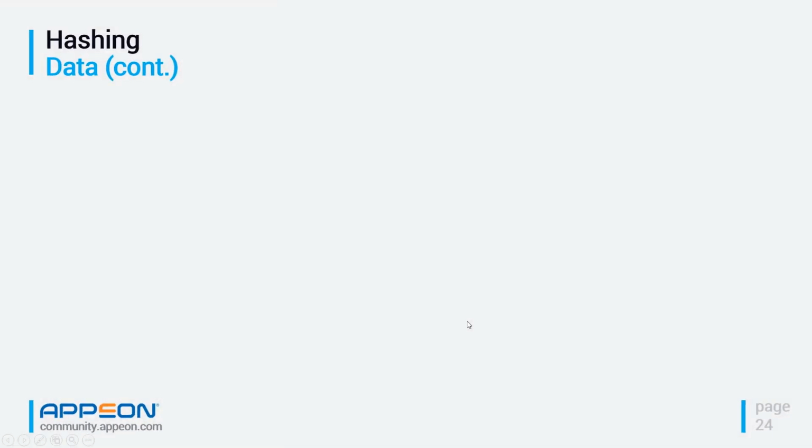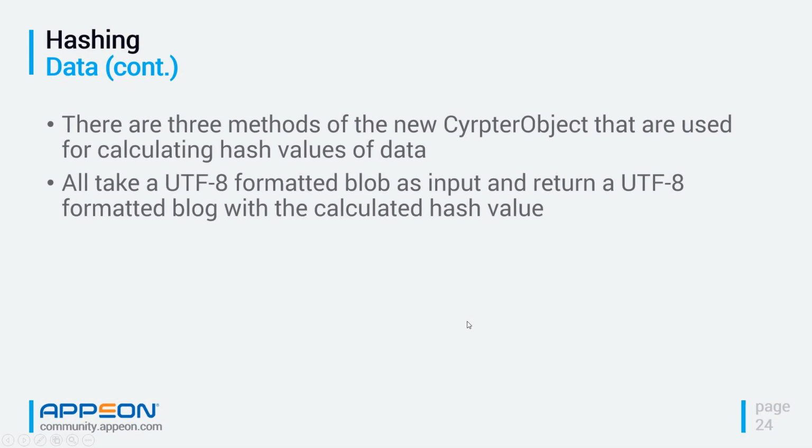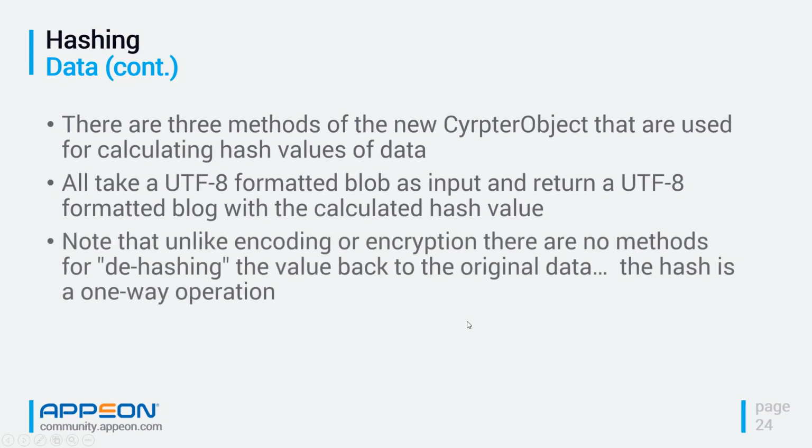There are 3 different methods of doing hashing. Now, the important thing to note is that this isn't like encoding or encryption. There's no dehashing. Like I said, you're calculating a checksum. If you calculate a checksum on a file, you can't take that checksum and somehow de-checksum it and get the file back. It's a one-way operation, so there's no dehashing to get back the original data.